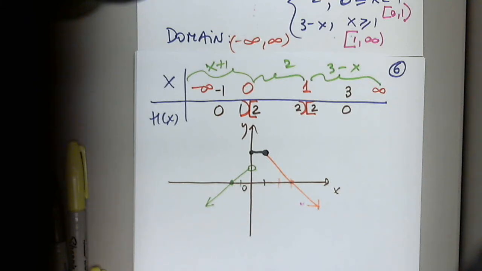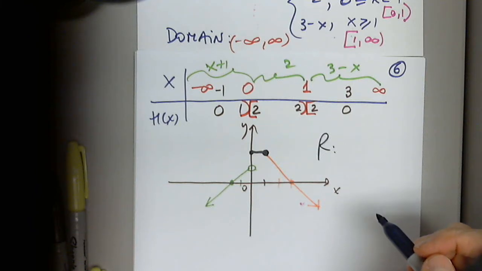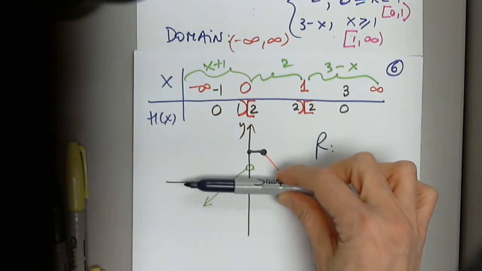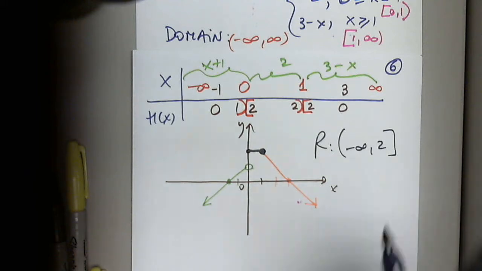Notice one more time that these functions do not overlap. This is only between -∞ and 0. This is only between 0 and 1. And this is only between 1 and infinity. Can anyone give us the range of the entire function? From the lowest y value? -∞. Very good. Till the largest y value, -∞ to 2.